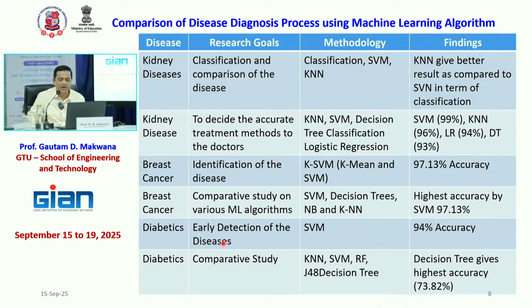For diabetes, there is early detection of the disease using SVM, and a comparative study with different algorithms: KNN, SVM, RF, J48 for the decision tree. Here the decision tree gives the highest accuracy. So this is just an idea of the different machine learning algorithms used in medical diagnosis.